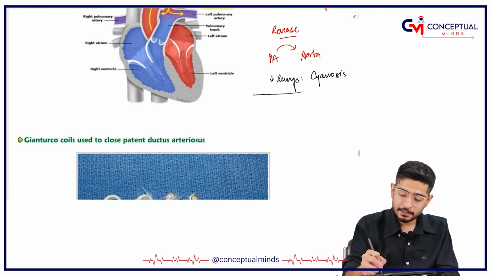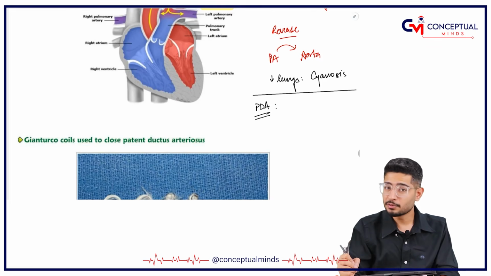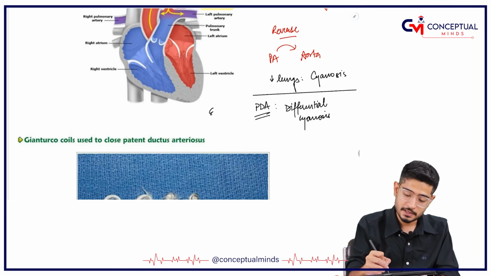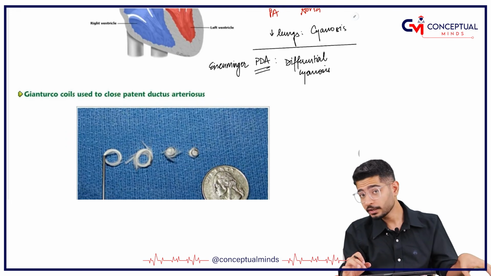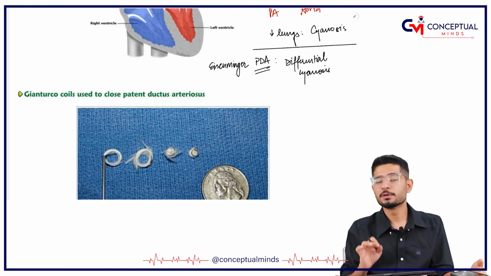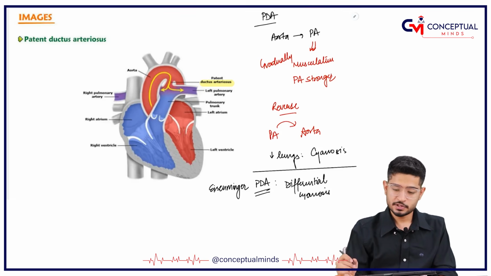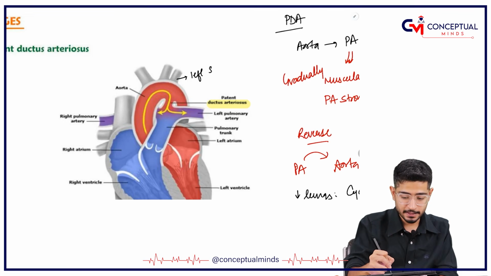But in patent ductus arteriosus, the cyanosis is a differential cyanosis. Even if it is occurring in the Eisenmengerized PDA, this is going to be a differential cyanosis. Why? For understanding the concept of differential cyanosis, please understand that this is the left subclavian.